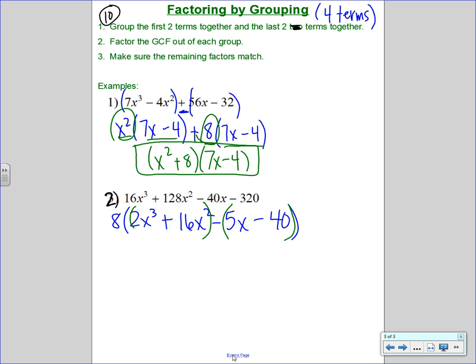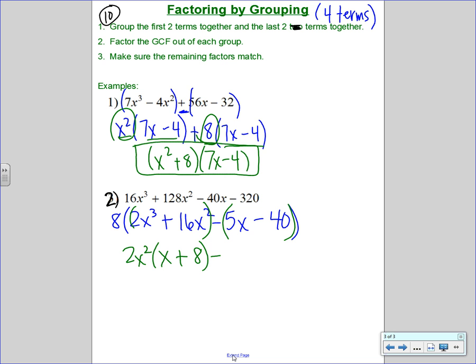So 2x cubed and 16x squared. What's the greatest common factor? 2x squared, right? So if we factor 2x squared out, what's left? x plus 8. Now, since this is minus, we want to put a minus here.